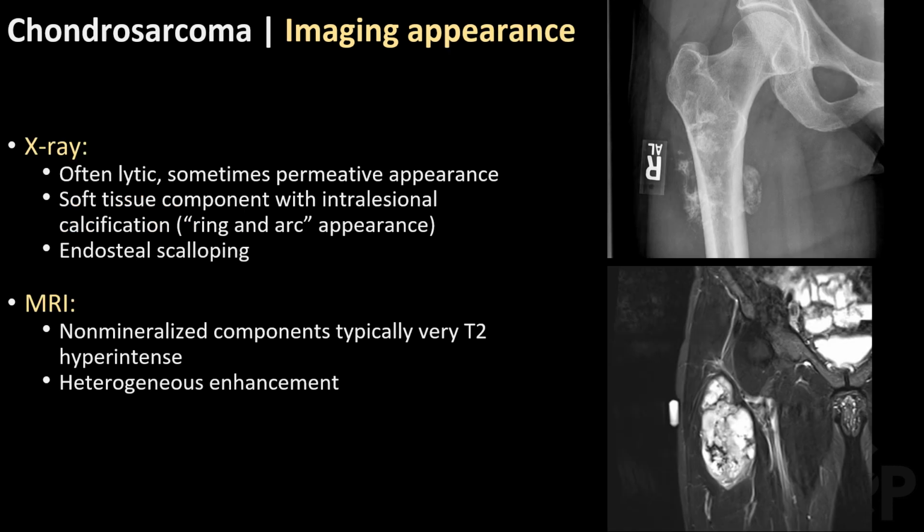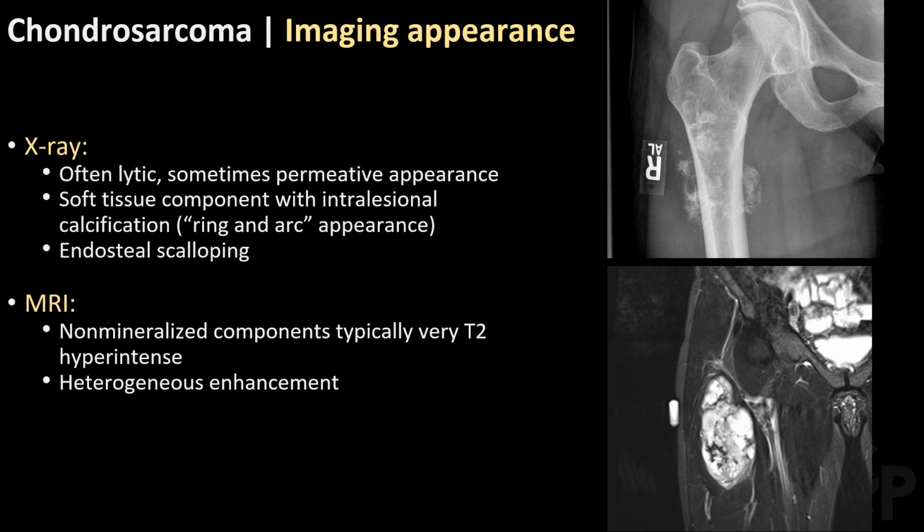Finally, we're going to talk about the imaging appearance of chondrosarcomas, starting with X-ray. These are often lytic lesions, sometimes with a permeative appearance, similar to Ewing sarcoma. There's also a soft tissue component with intralesional calcification, sometimes called a ring and arc appearance, and you can see that endosteal scalloping as well that we've seen in other primary bone tumors.